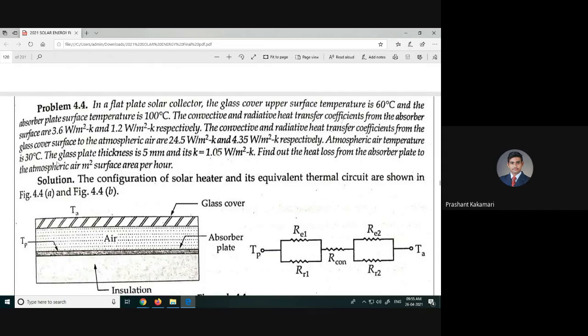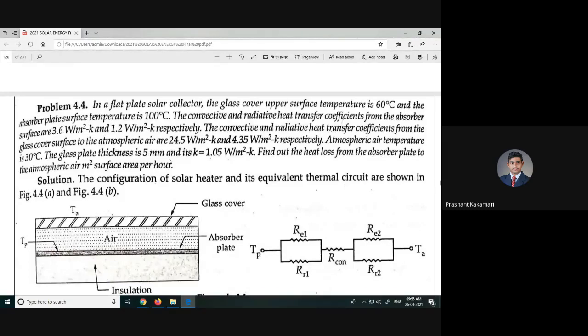Atmospheric air temperature is 30 degrees centigrade. So T ambient, or the outside temperature, is 30 degrees centigrade, and the absorber plate temperature is 100 degrees centigrade. The single glass cover temperature is 60 degrees centigrade.